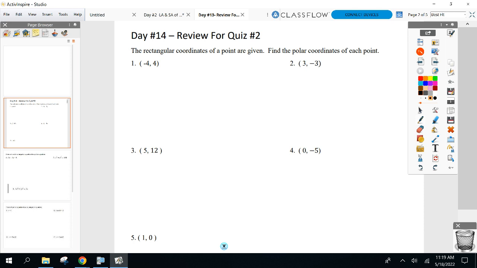Take a point and make it into a polar point. I'm not going to have you go the opposite way. It's only going to be, here's x, y, make it into a polar point.